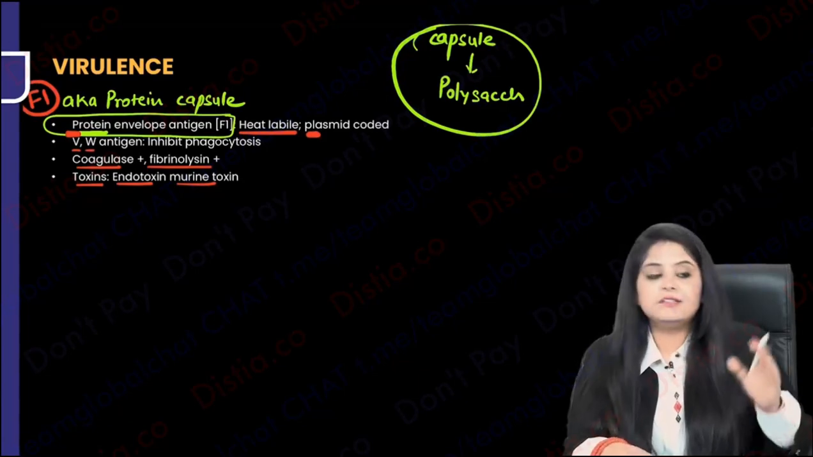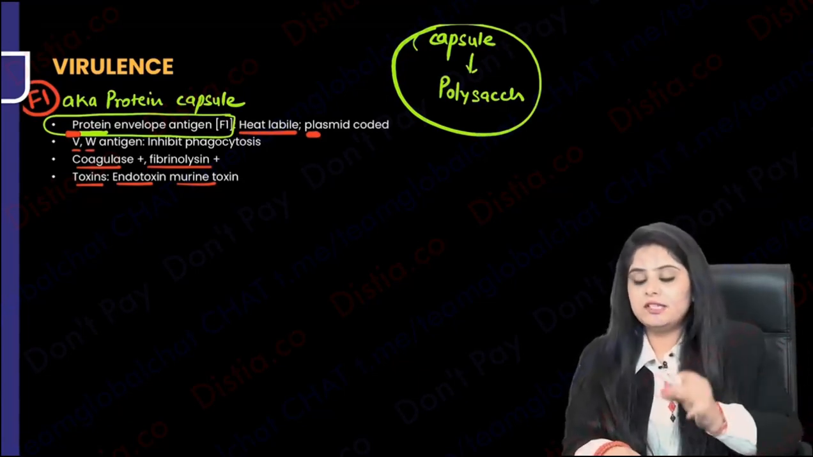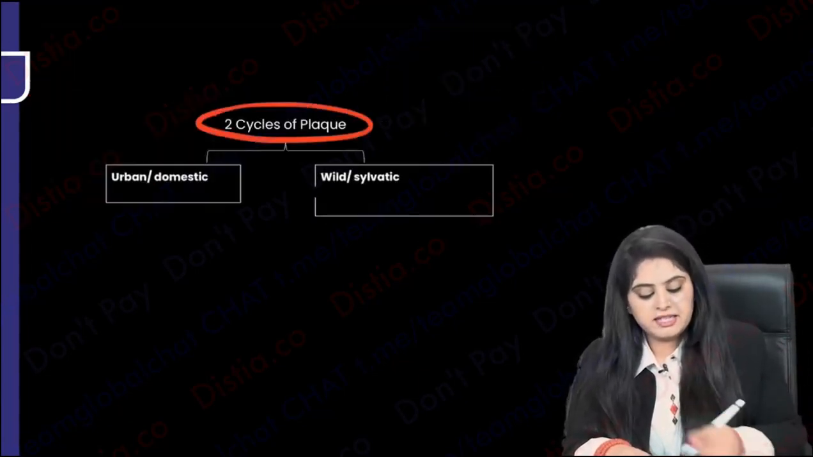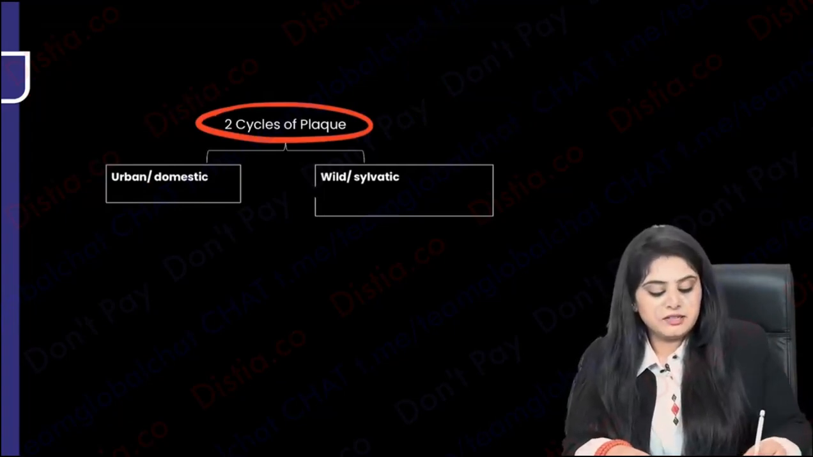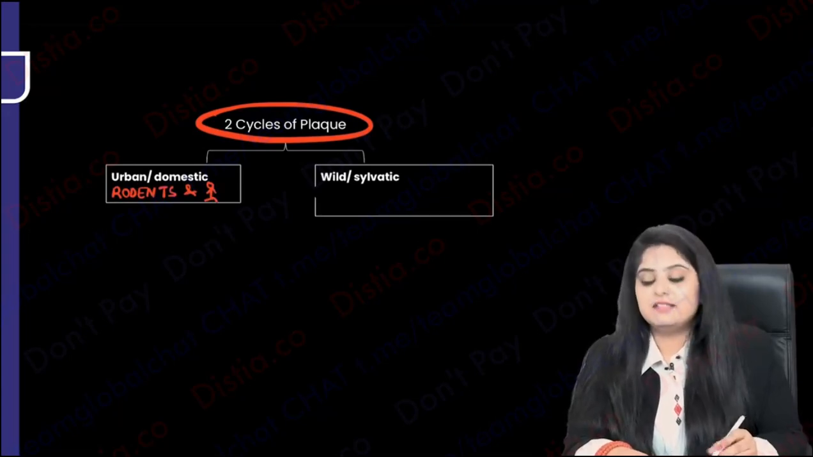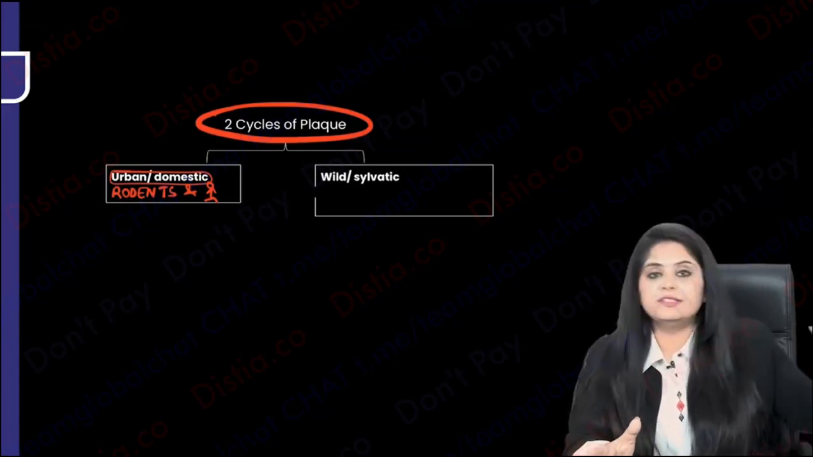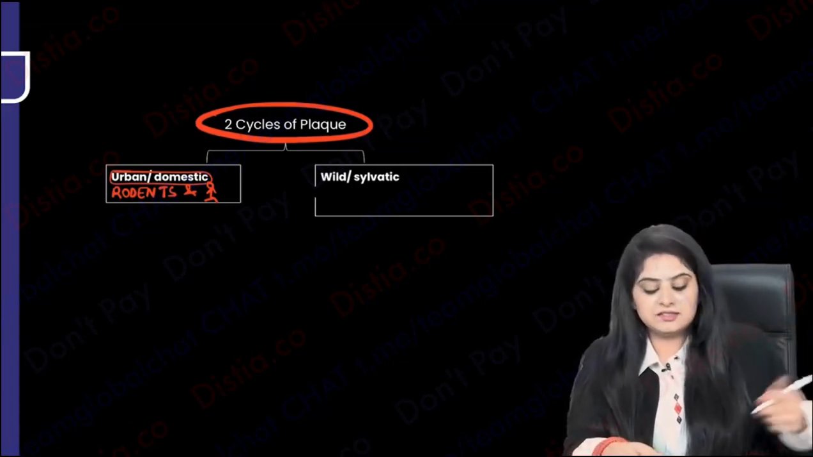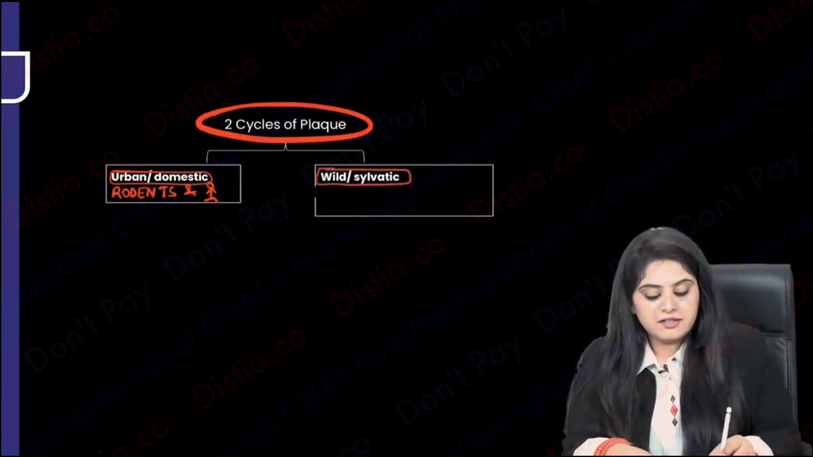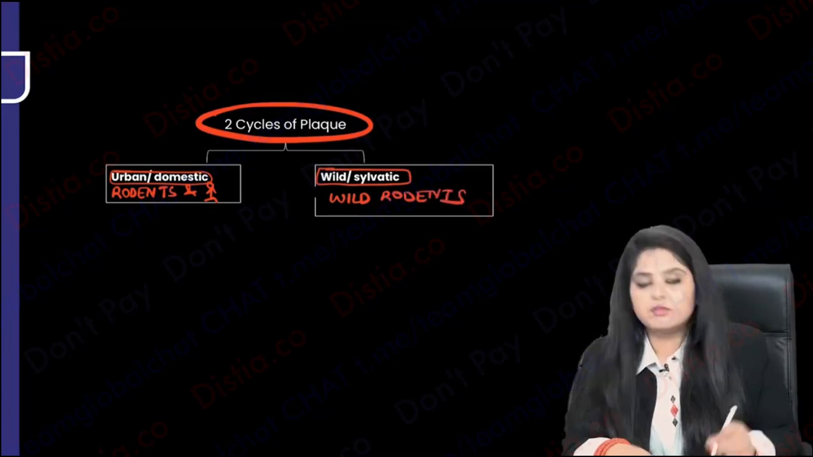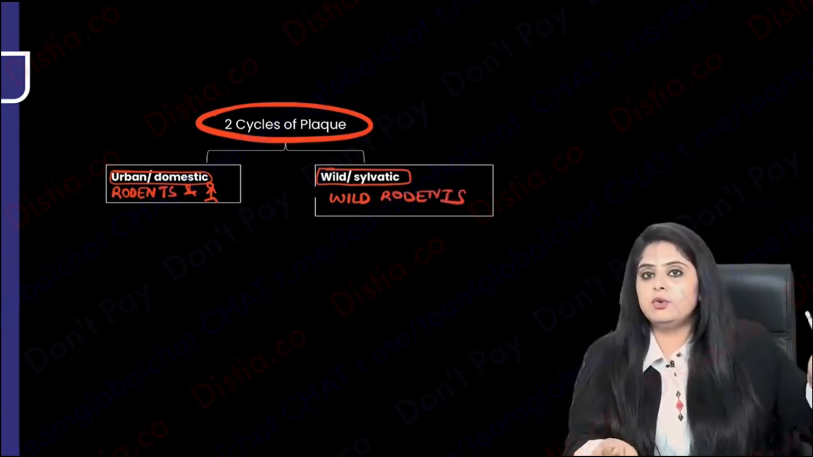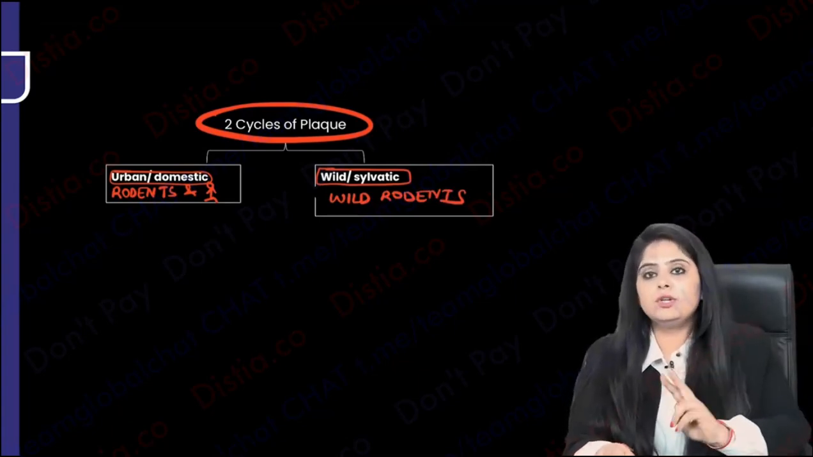So now tell me, if there is an animal involved, there is a flea involved, and there is a human involved, what are the cycles of plague that we have? One is an urban cycle. Urban cycle means that this is going to happen between the rodents and the humans, whereas there is a wild sylvatic cycle. So look, the urban one means where people are living, the domestic cycle. So we are humans and there are rats and the cycle is happening between us. But if it is a wild or sylvatic cycle, this is only between the wild rodents. In this, there is no human involved. So two cycles: one is urban, between human and rodents; one is the wildlife cycle, that is between rodent and rodent.